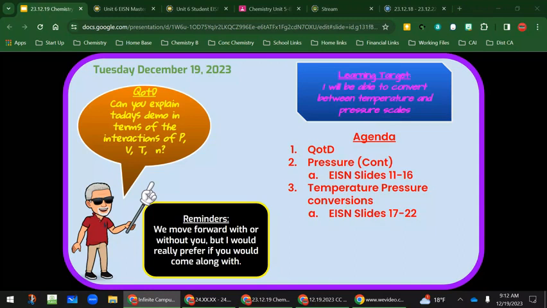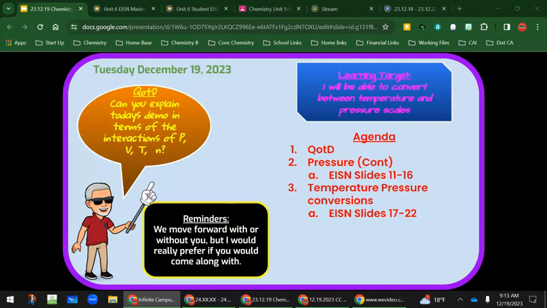All right, ladies and gentlemen. So, yesterday we started talking about gases, and we said there were 4 factors that can affect the gas. One is pressure. One is temperature. Volume. And amount of gas.